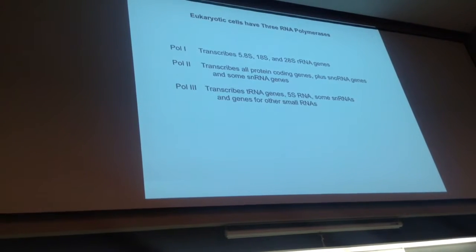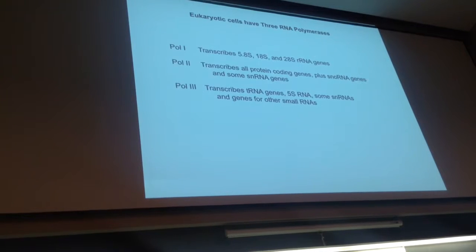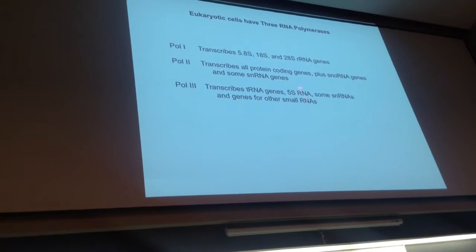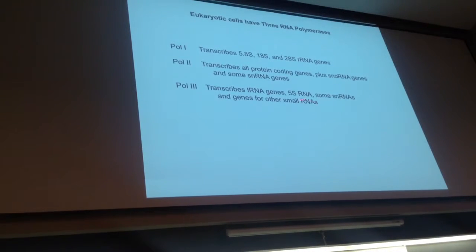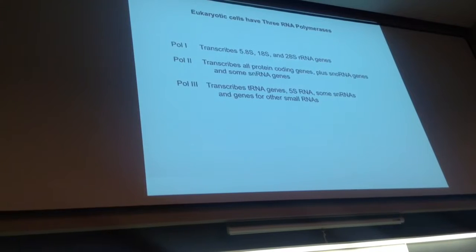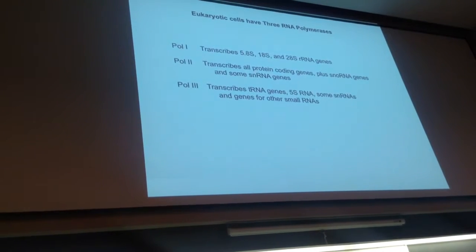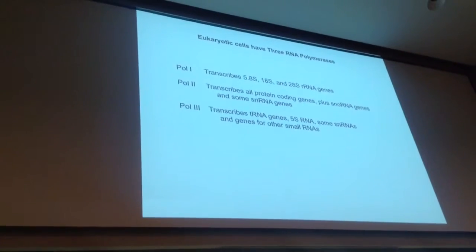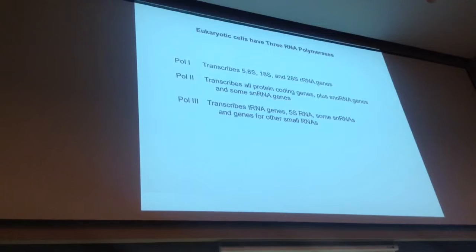Polymerase 3 transcribes genes that are also involved in protein synthesis: tRNA genes, one of the ribosomal RNA genes, the 5S RNA gene, and also some of the genes for the small nuclear RNAs that are involved in processing primary RNA transcripts. We'll talk about those. But there are 3 of them. We can identify them, we can inhibit them.